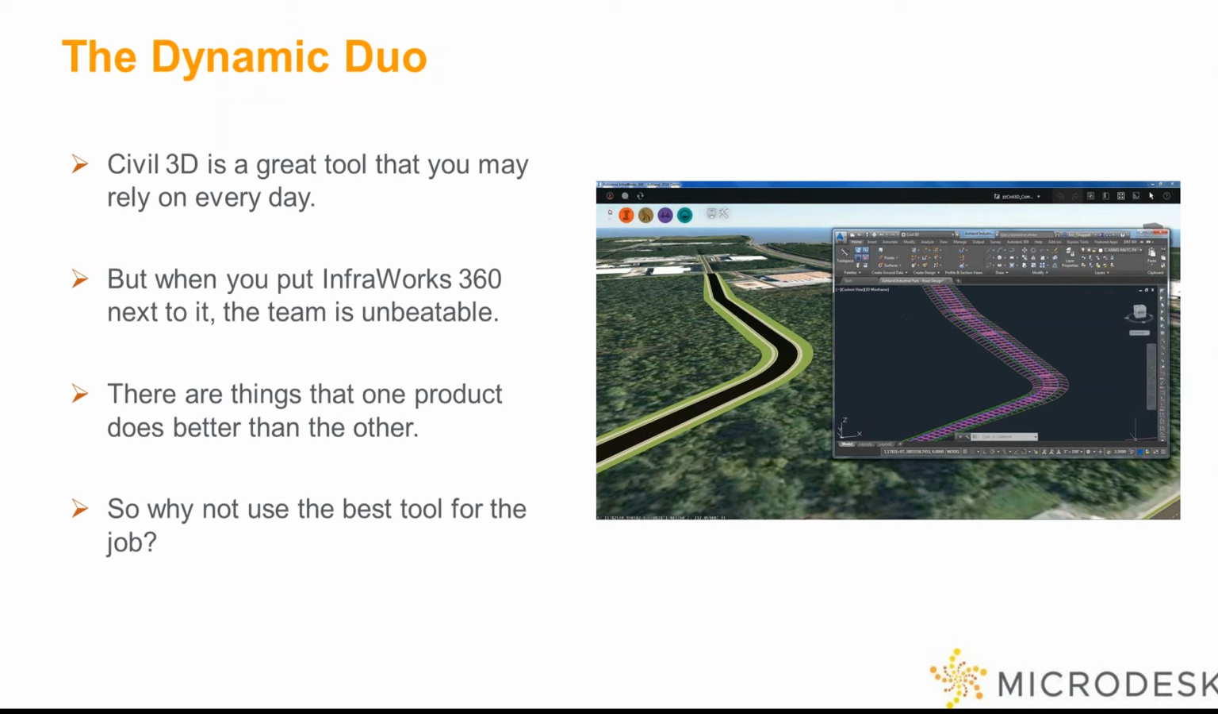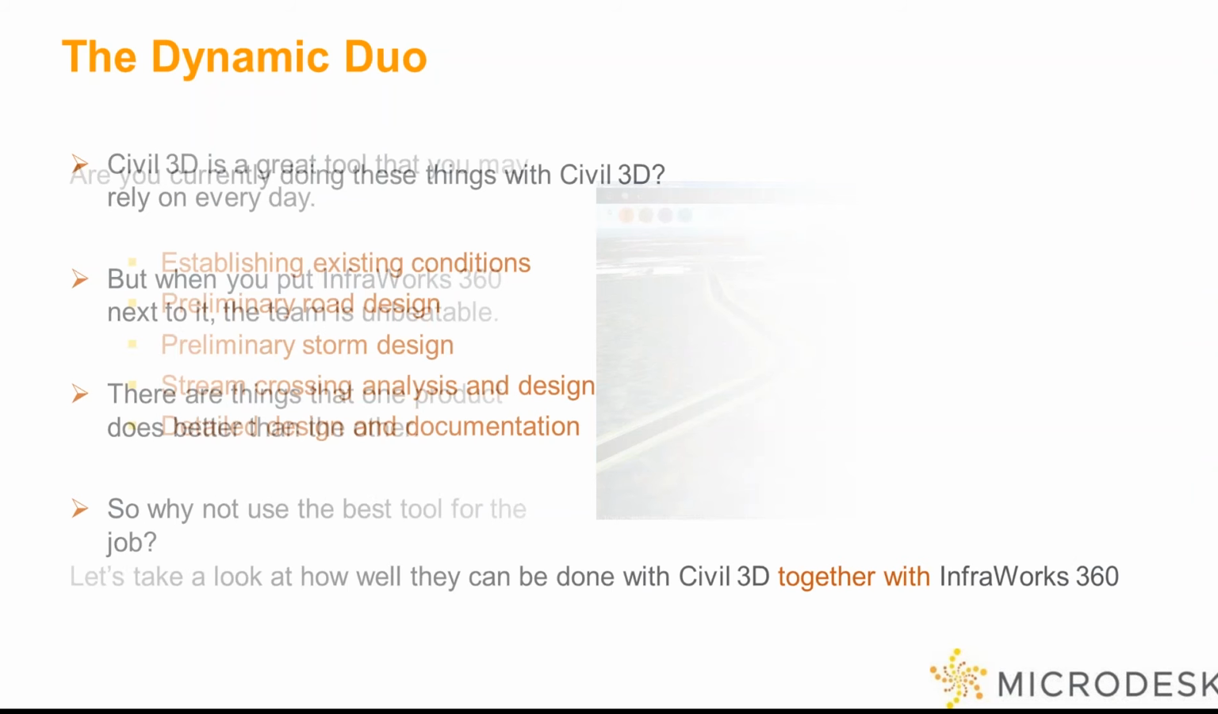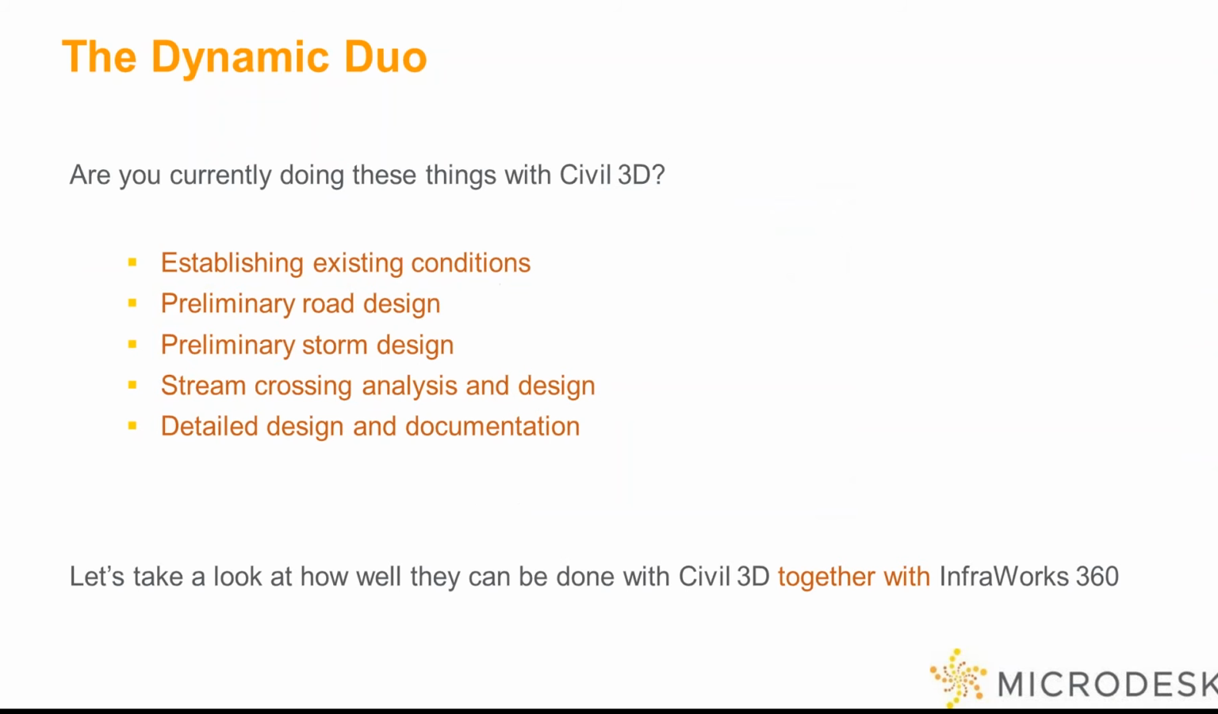Typically, what most people I find are using Civil 3D for at this point would be something like generating existing conditions models. That's the base foundation of your project before you really begin doing anything. Then you can start laying out your preliminary design, perhaps preliminary roads, preliminary storm. You can then start looking at some of the hydrology, some of the stream crossings, doing some analysis and preliminary design on that as well.